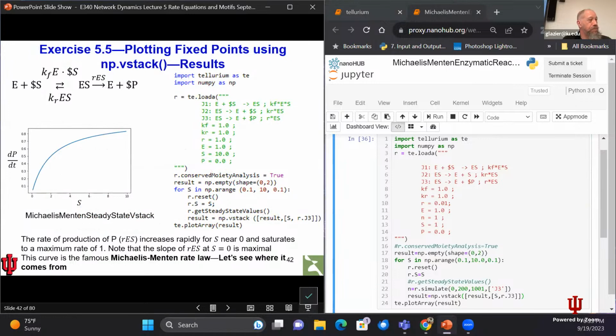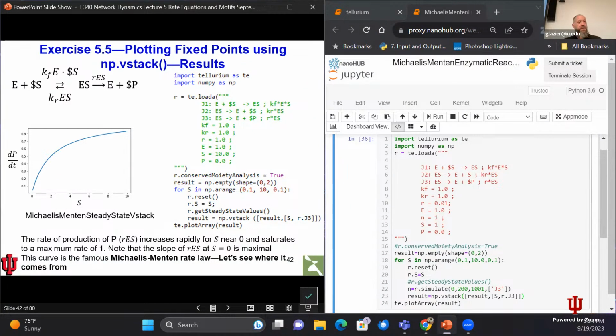So this is what we get. And now, if this were a homework problem, I would ask you to describe what you see. And so let me tell you what I see. What I see is that the rate of production of P, dP by dt, is an increasing function of the amount of substrate. The rate of increase is maximal when the amount of substrate is 0. So the slope of this curve is maximal at 0. And it decreases as S gets bigger.